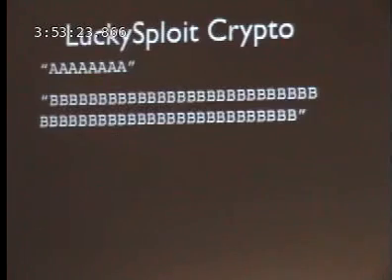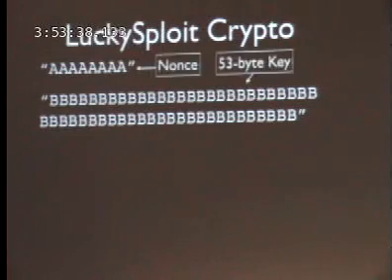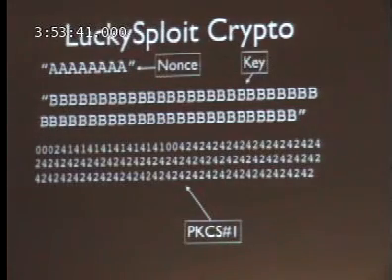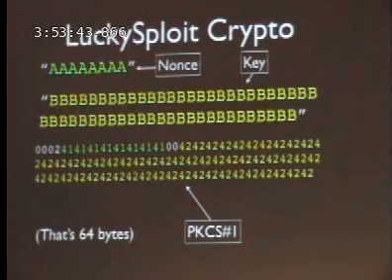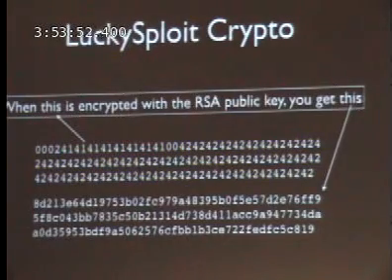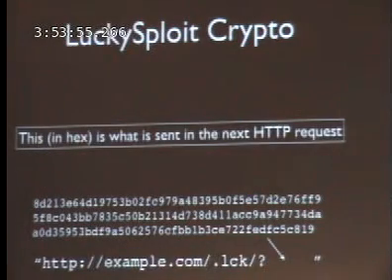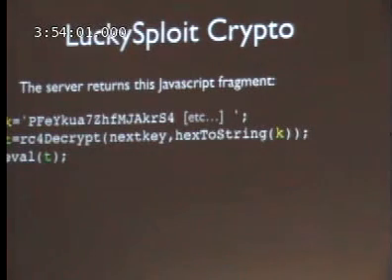To give an example, let's say that this is your random nonce. They just randomly happen to be AAAA, and you just randomly happen to have that as your 53-byte key. So when you pack it, it goes like this. It's ASN.1, so this is an integer, and this is a string, and so forth. You encrypt it with RSA, you get this here, and that's what's sent to the server in the URL, in the GET request. The server sends back the second chunk of JavaScript, which is written like this.